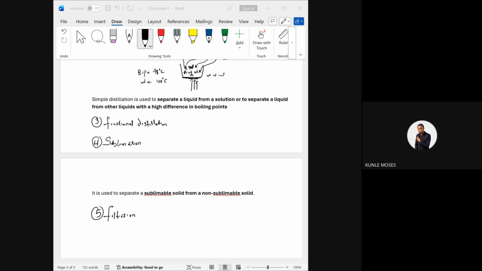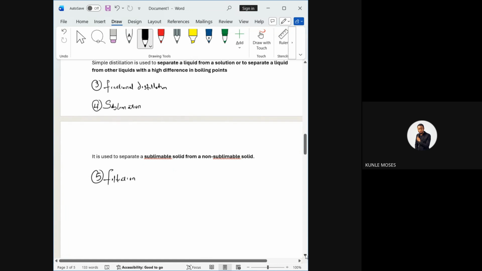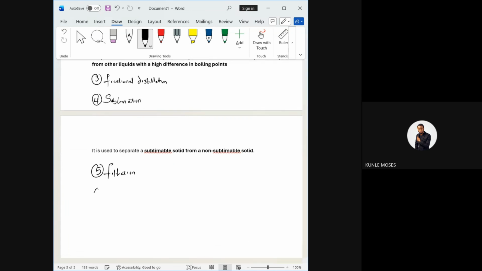So let's move to the sixth one, crystallization. Please, if I'm dictating and you're not getting it, please tell me. I'm just trying to dictate so that we can move very fast.